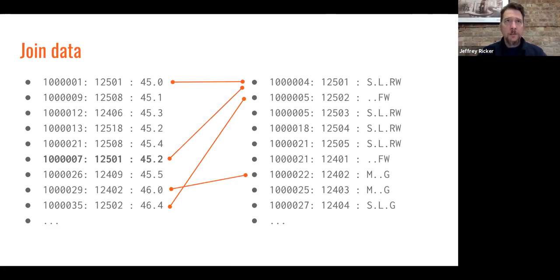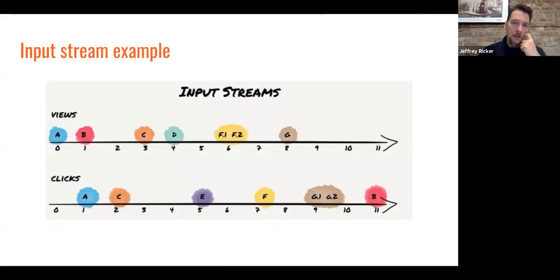We're going to deal with a slightly simpler example. And this is the input data that we're going to go through to explain the different types of joins of a stream. So here you have views and clicks. And the views, you can see A occurs at 0 time, B occurs at time 1, C occurs at time 3, etc. And what does it mean to join these two data streams?